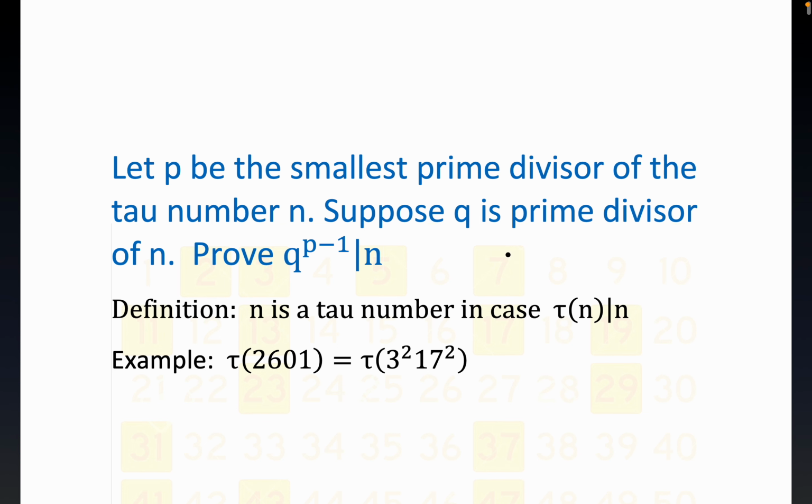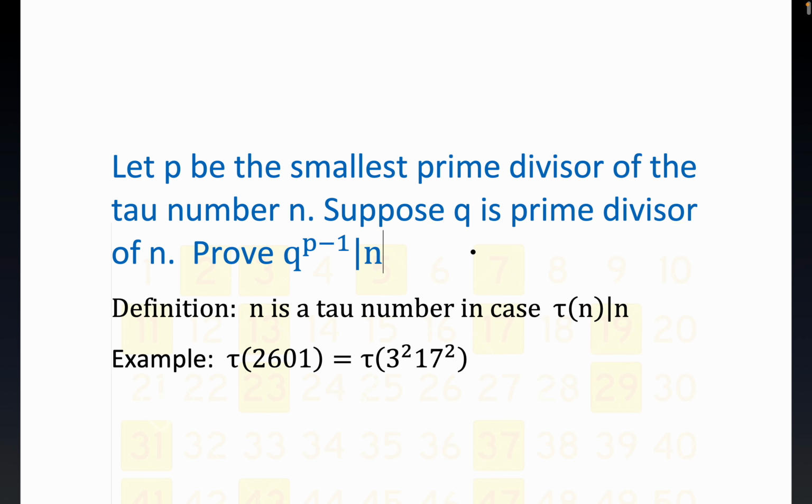Hey everybody, we're talking about the tau function again tonight. The tau function is a number theoretic function that just counts the number of divisors. Now let's look at a concrete example of what a tau number is.